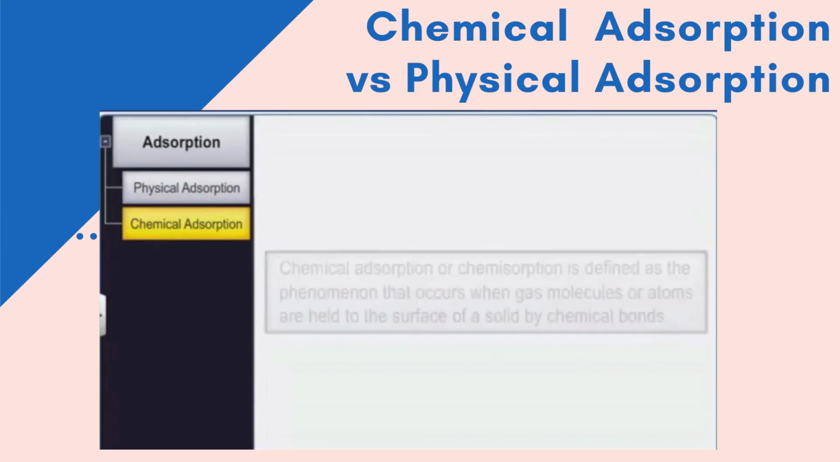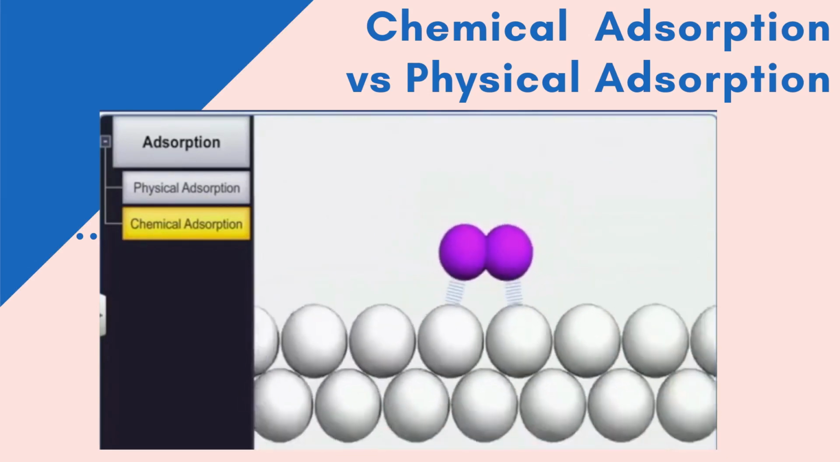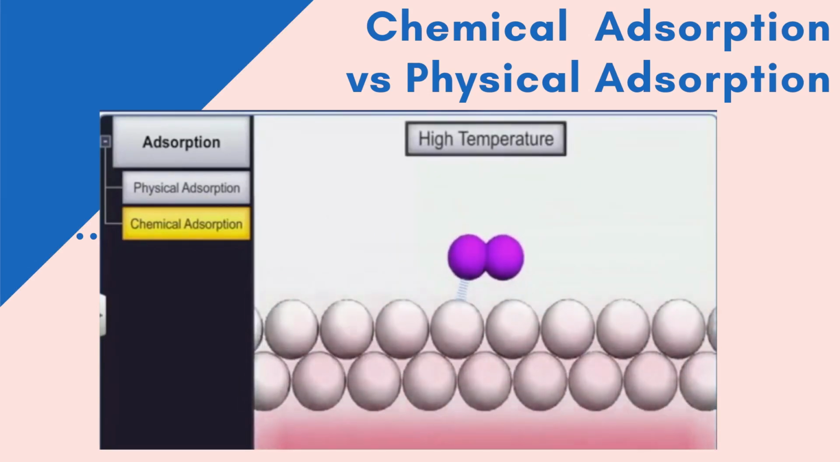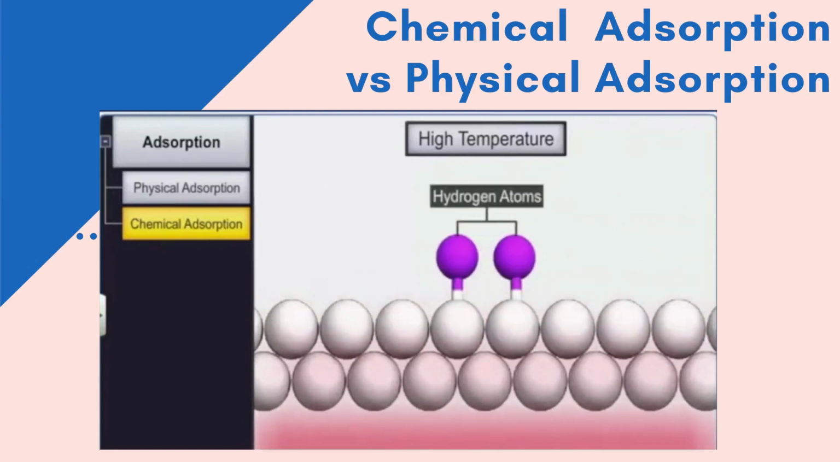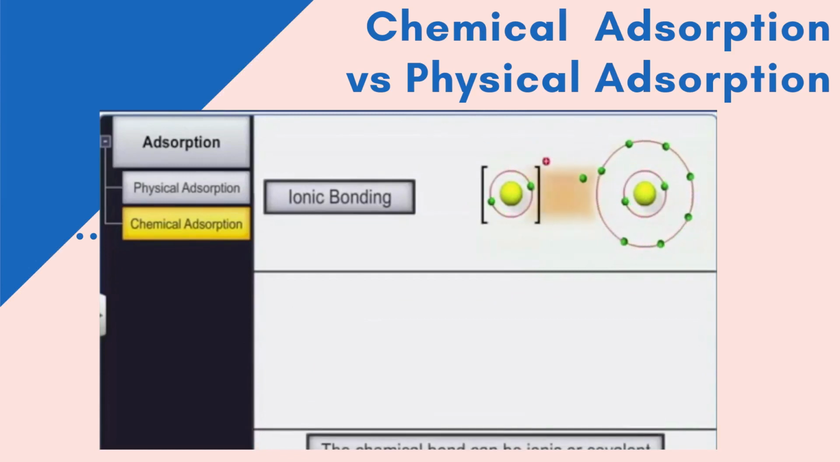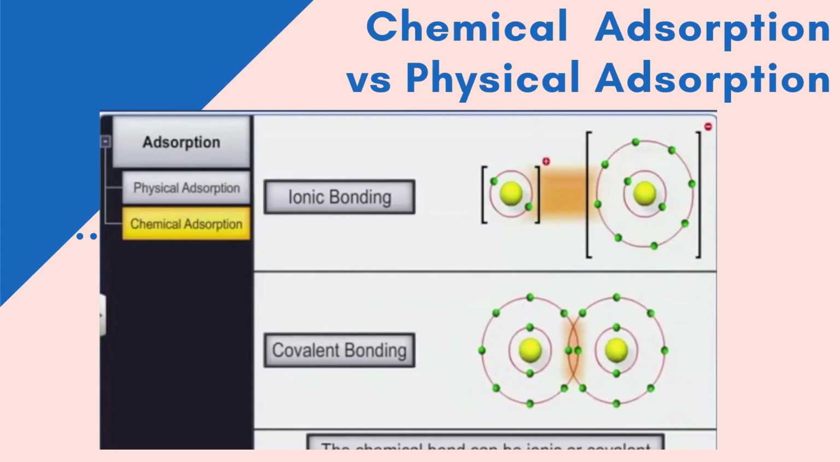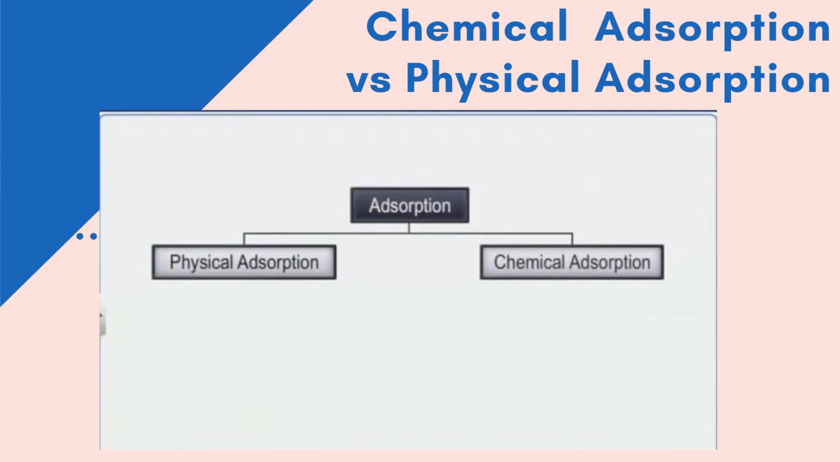In the example of dihydrogen and platinum, on increasing the temperature, the adsorbed dihydrogen molecules on the surface of platinum dissociate into hydrogen atoms. These hydrogen atoms are held strongly by platinum through chemical bonds. The chemical bond can be ionic or covalent in nature. In some cases, both physical and chemical adsorption may take place at the same time, and it may not be possible to identify the types of adsorption.